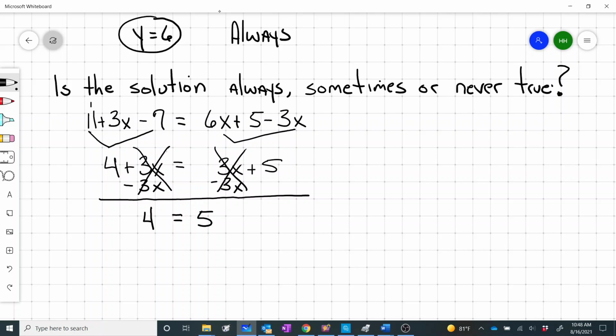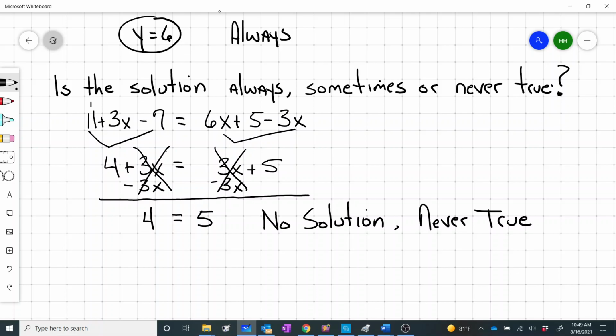Does 4 ever equal 5? No. Okay, so this problem, you stop right here, you write no solution. Never true. There's no value for x that will make that equation true. Y'all good with that?